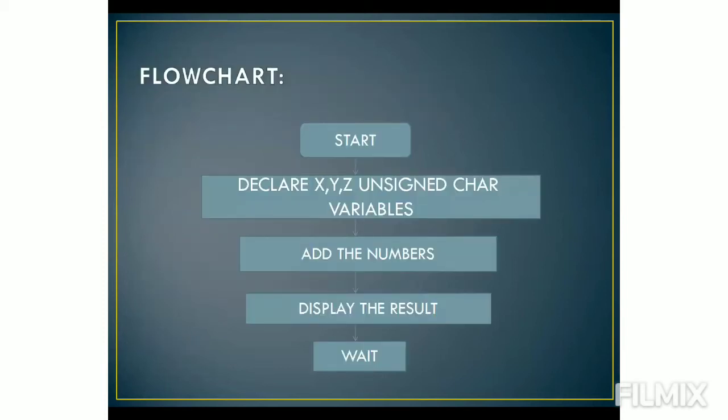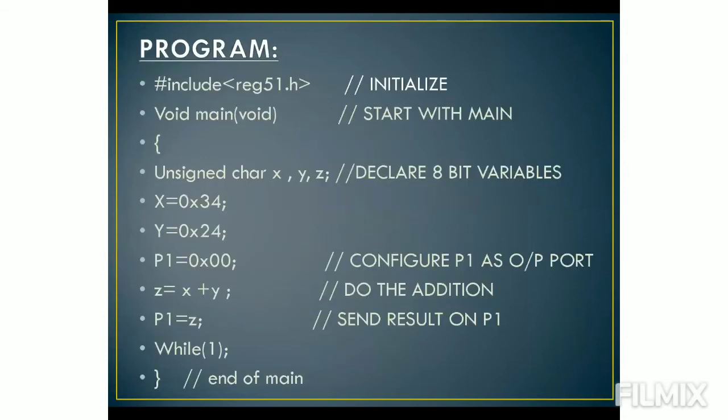Now, this is the flowchart for performing arithmetic operation for addition. For this purpose, you have to initialize 3 variables x, y, z. Next step is you have to add 2 numbers and next you have to display the result on the output port. This is the program for performing addition operation.